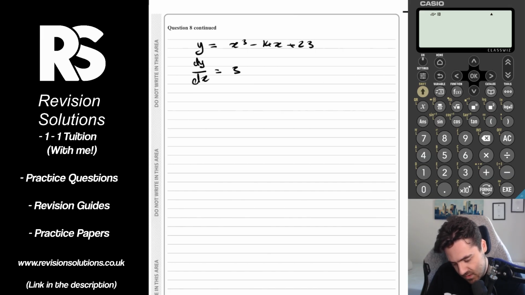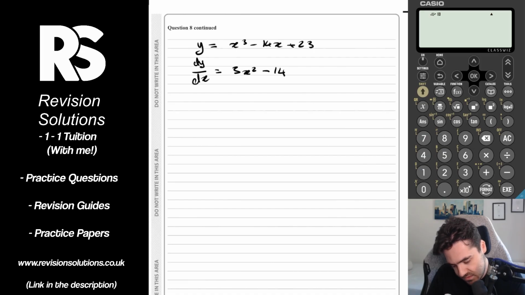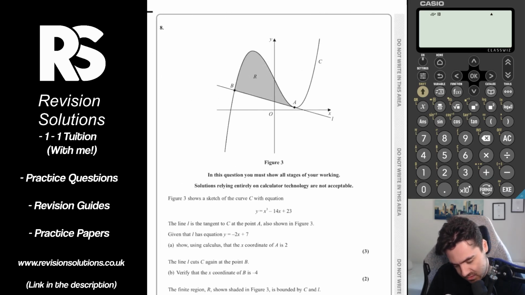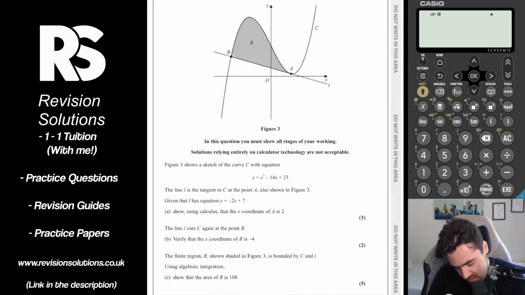That gives us 3x squared minus 14. And we're interested in the points where the gradient is minus 2. So we'll set this to minus 2. Solving that, we'd get 3x squared equals 12, so x squared would equal 4. And indeed, x equals 2 is a solution of that. There's also another solution of minus 2, but that's not what the question's asking. It's asking for this point, which is clearly a positive x-coordinate.